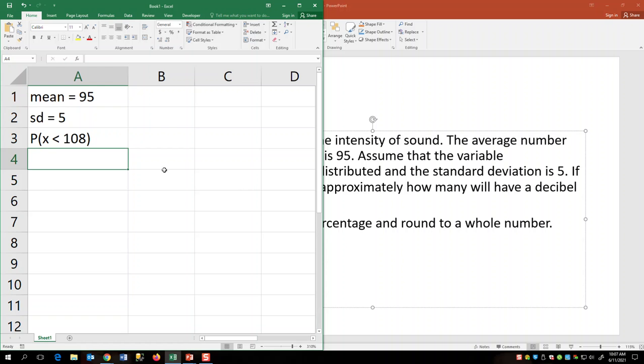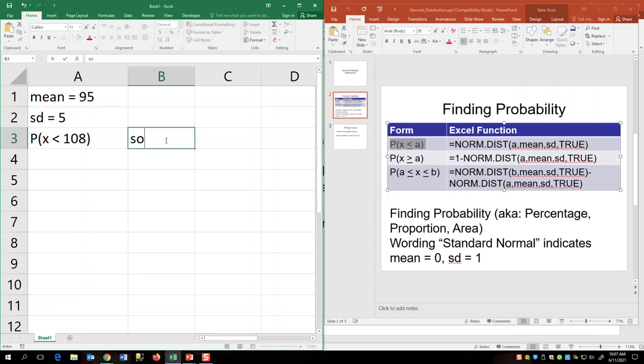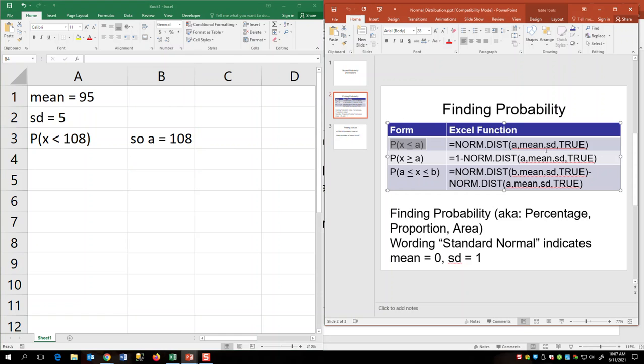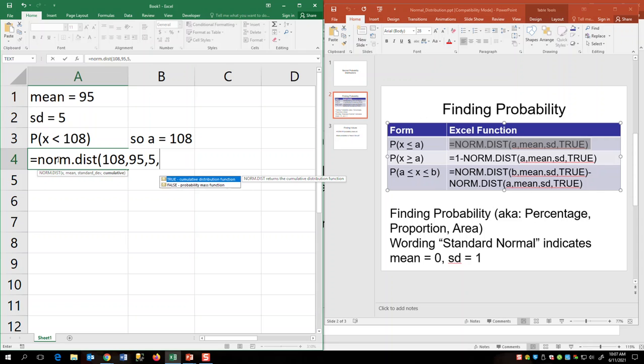So less than looks like this. Let's find that percentage probability first. The less than is our first form right here. A is whatever follows our less than symbol. So A is 108. And then that tells us we're going to plug it into this form right here. Norm.dist A, which is 108, comma mean, which is 95, comma standard deviation, which is 5, comma true.